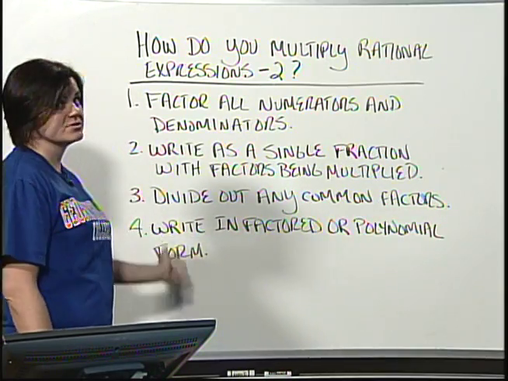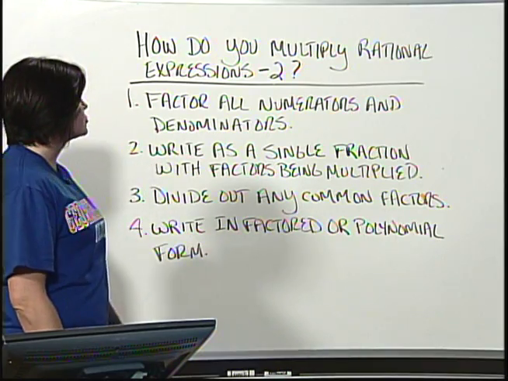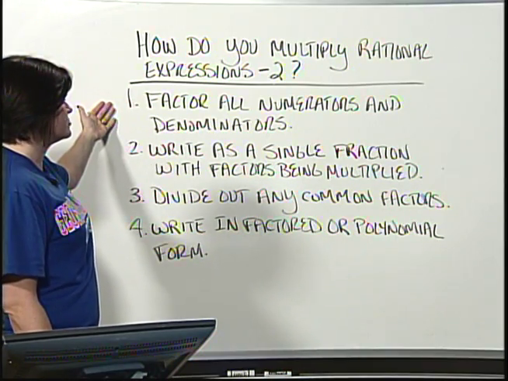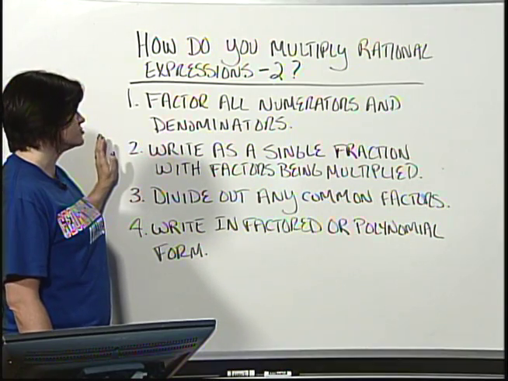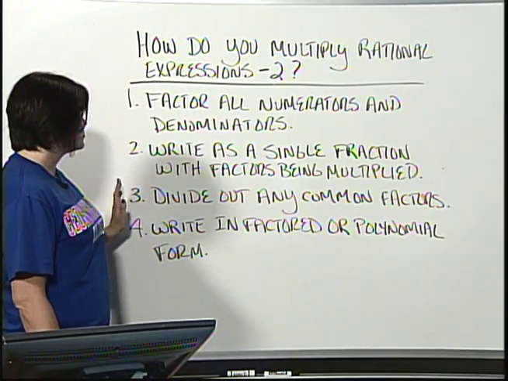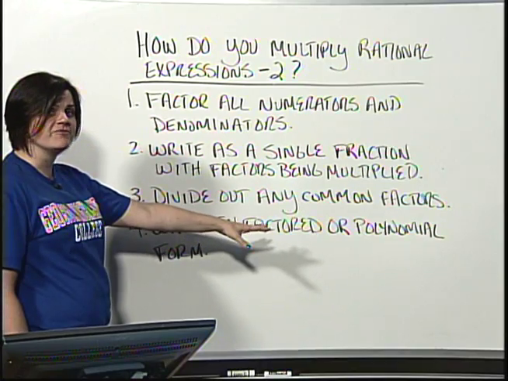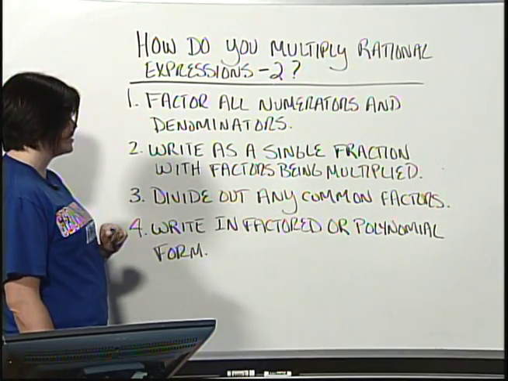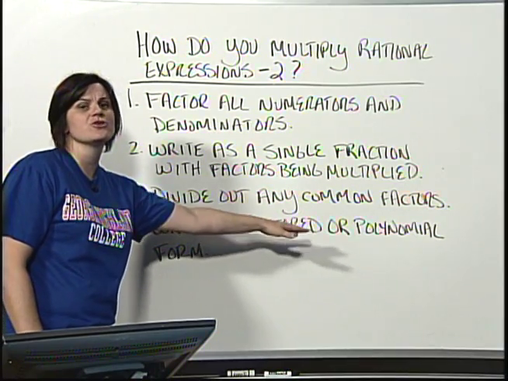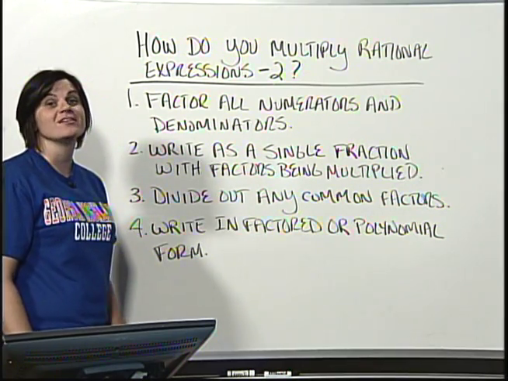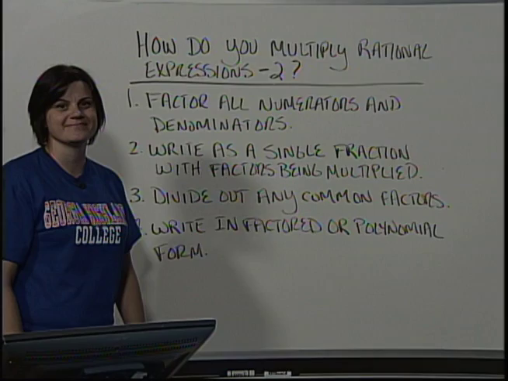So steps are the same. First, you want to factor all the numerators and the denominators. Then you'll write it as a single fraction with the factors being multiplied. Thirdly, you divide out any common factors between the numerator and the denominator. And then finally, you're either going to write it in factored or polynomial form. Let's take a look at the example.